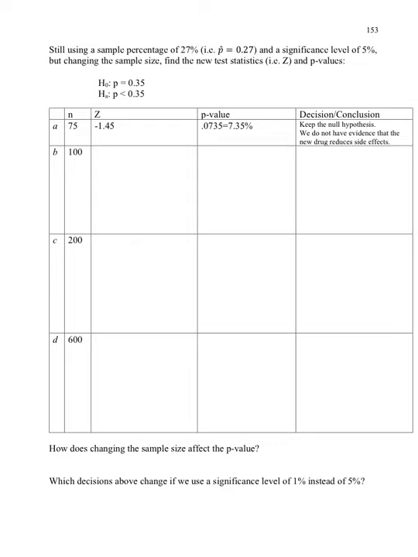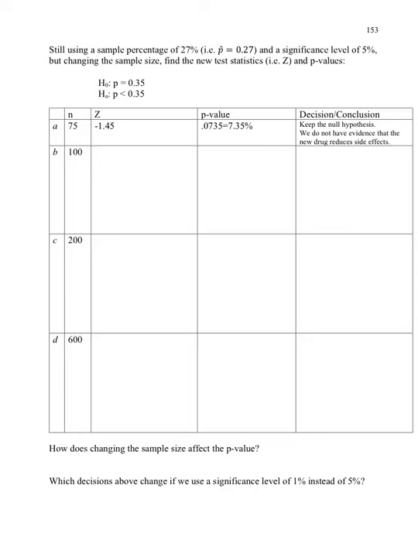So on this next page, I want to take a look at how the sample size ends up affecting that p-value. So with the sample size of 75, we had a z-value of negative 1.45 and a p-value of 7.35%. And that was at the 5% level. That's a large p-value, so you would keep the null hypothesis and conclude you do not have evidence that the new drug reduces the side effect.